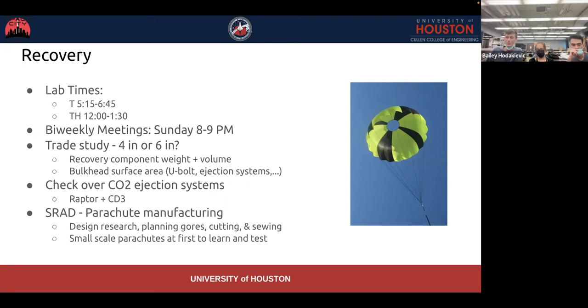And as far as SRAD goes this semester, it's going to be all parachute manufacturing. It's going to be design research, planning the gores, cutting the gores, sewing everything together to make a cohesive parachute. And we think this semester we're just going to focus on smaller scale parachutes, maybe test those off on old L1 rockets at Hearn, and just go from there.